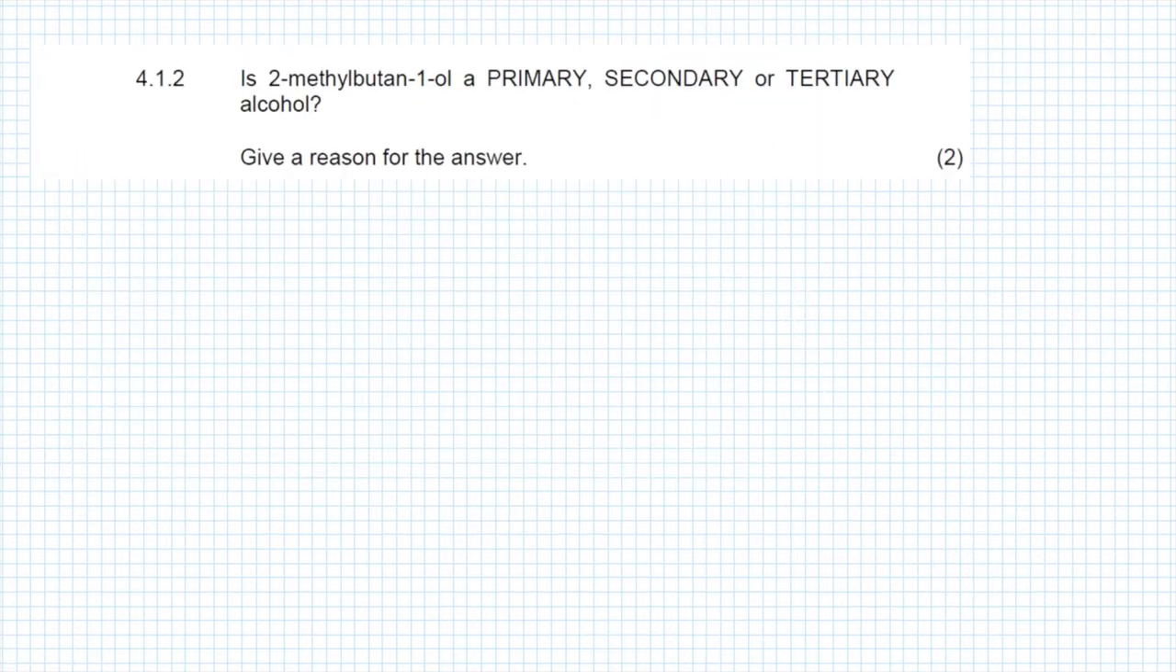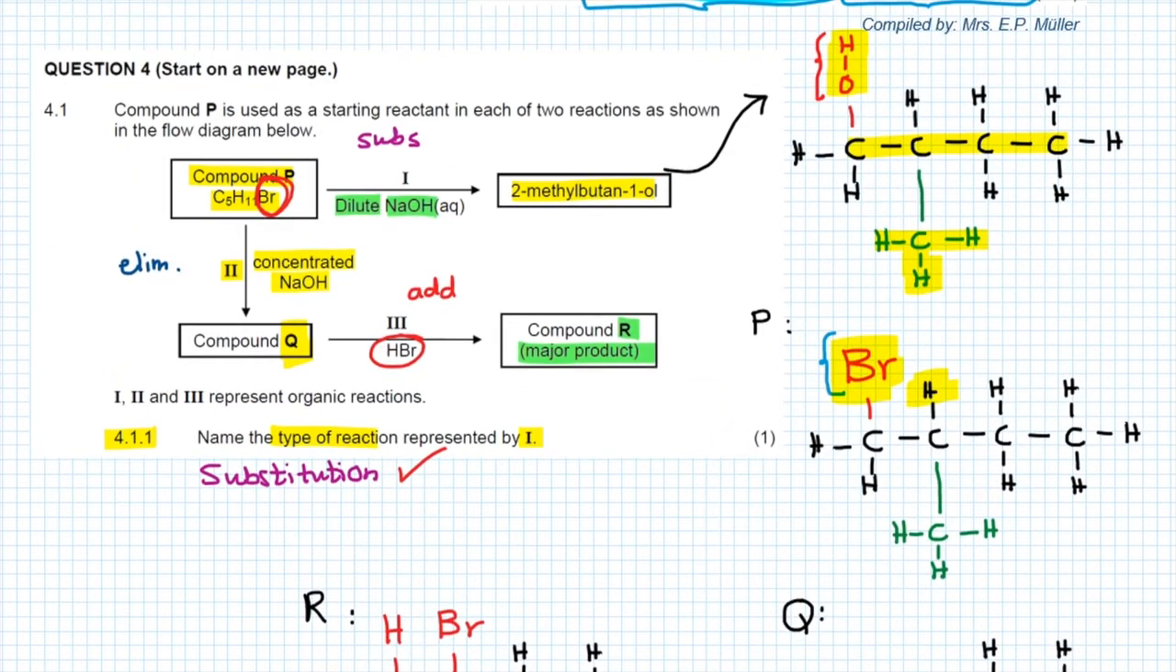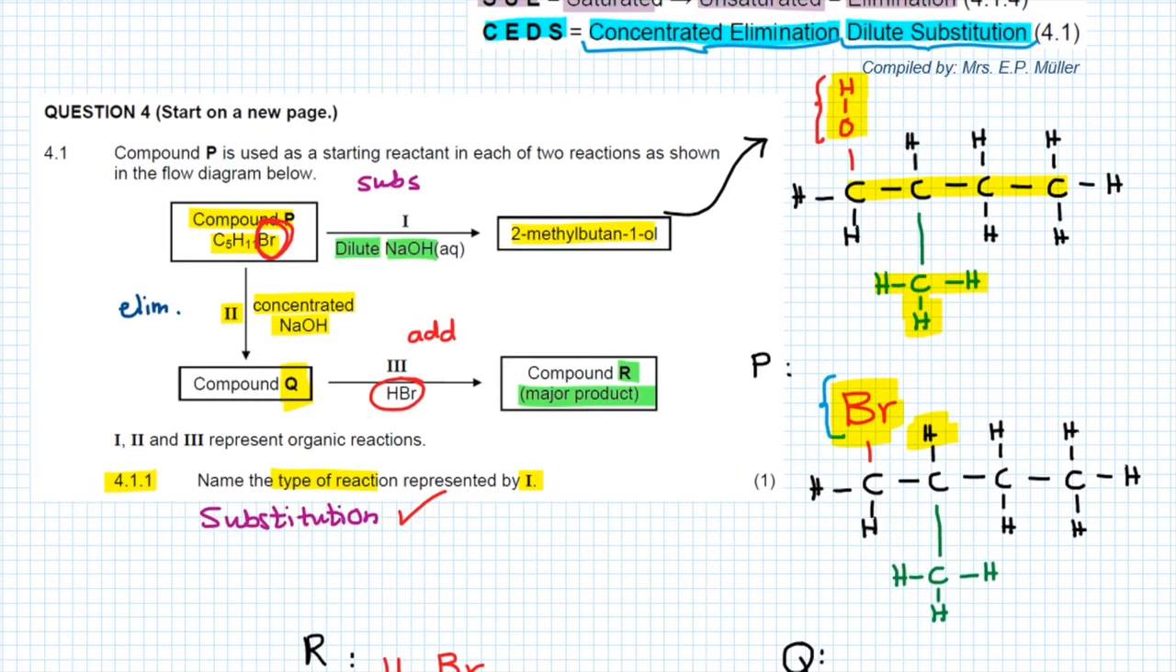Question 4.1.2 says, is 2-methyl-butan-1-ol a primary, secondary, or tertiary alcohol? Give a reason for your answer. So you're going to get 1 mark for your statement and 1 mark for your reason. Fortunately, grade 12s, we have already drawn 2-methyl-butan-1-ol. So all that we need to do is go back to our sketch and analyze.